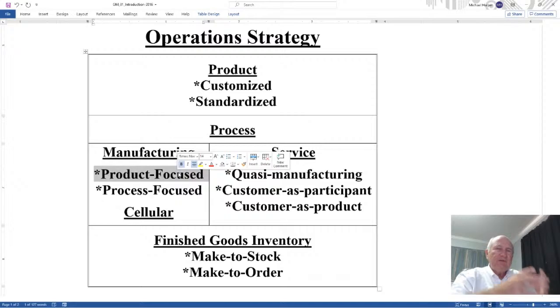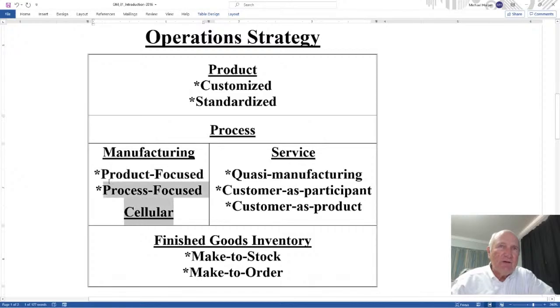But then the way you put the cells together is how you're going to make the product. And so there you have product variety and you have quality. And so cellular is a combination of product focused and process focused.